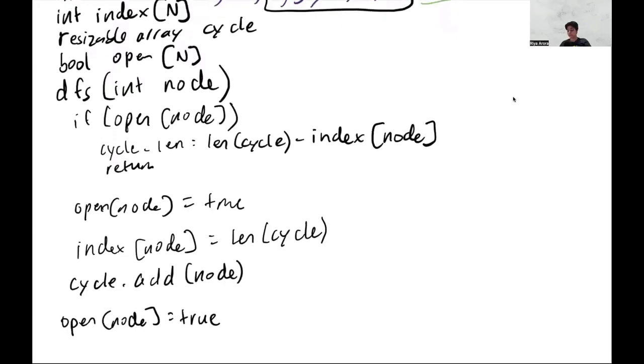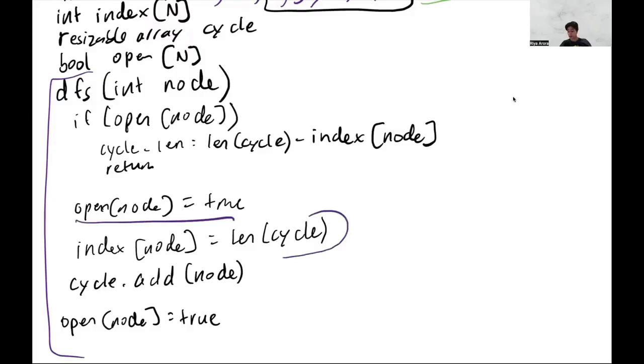Let's review what we did in our DFS. If the node is already open, so if we found a cycle, then we're just going to mark the cycle length, and we are done. If we don't have a cycle length, then we're going to open up the node, mark the current index in it, and add it to the cycle. And that's about it.